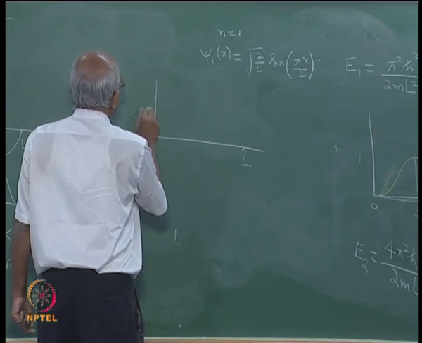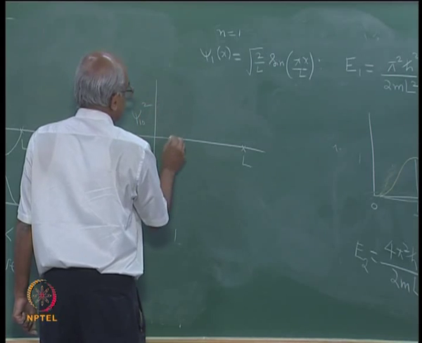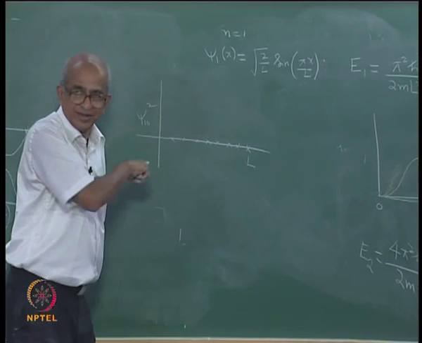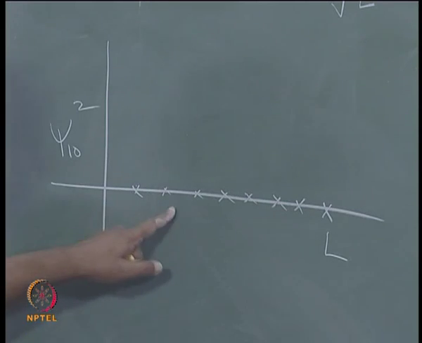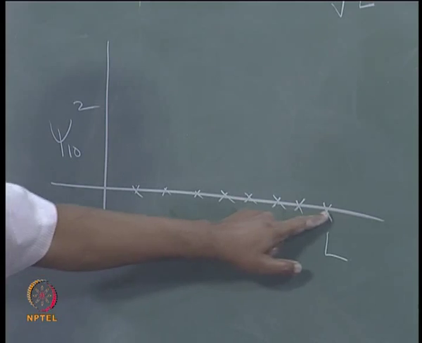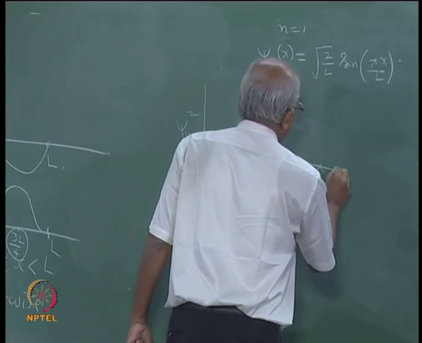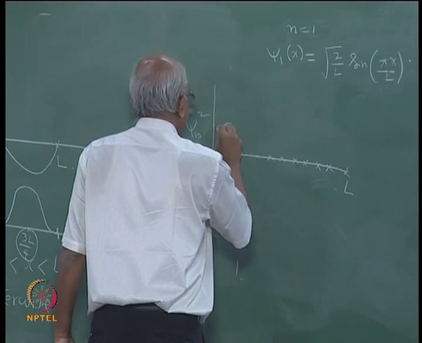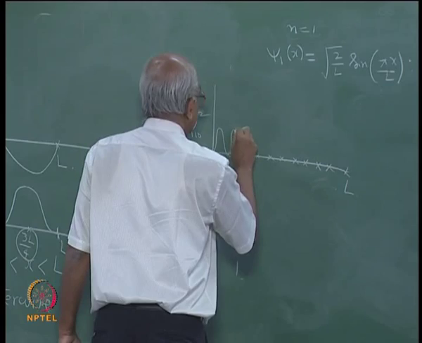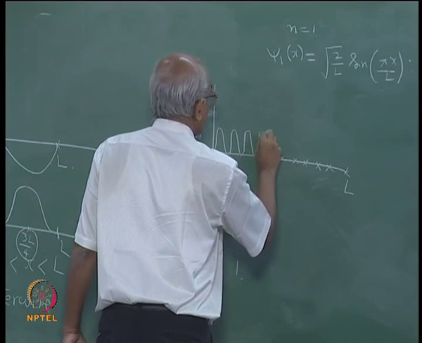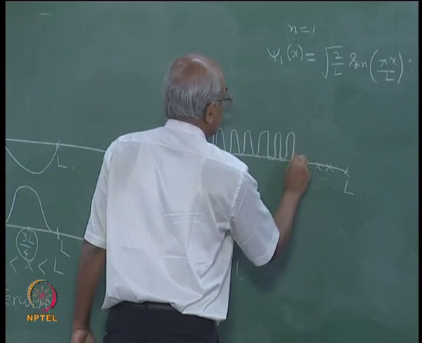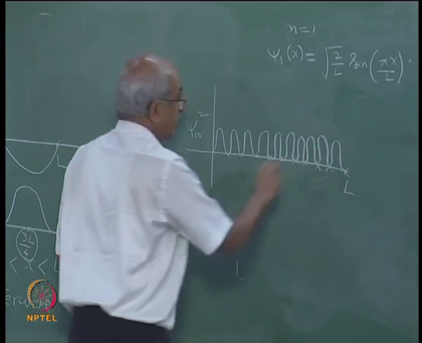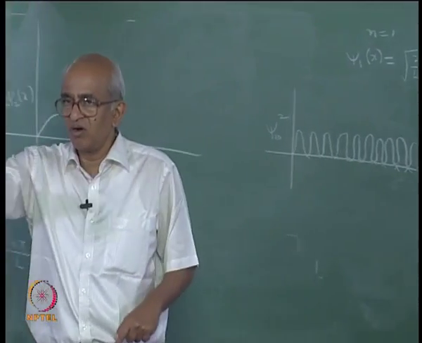So, imagine I plot psi 10 squared. I hope I have put 9 points. Well, I need one more and a final one. This is L. And then my probability will look like this, and they are all of equal height. Unfortunately, the way I have drawn, they do not appear to be of the same height, but they are all of equal height.